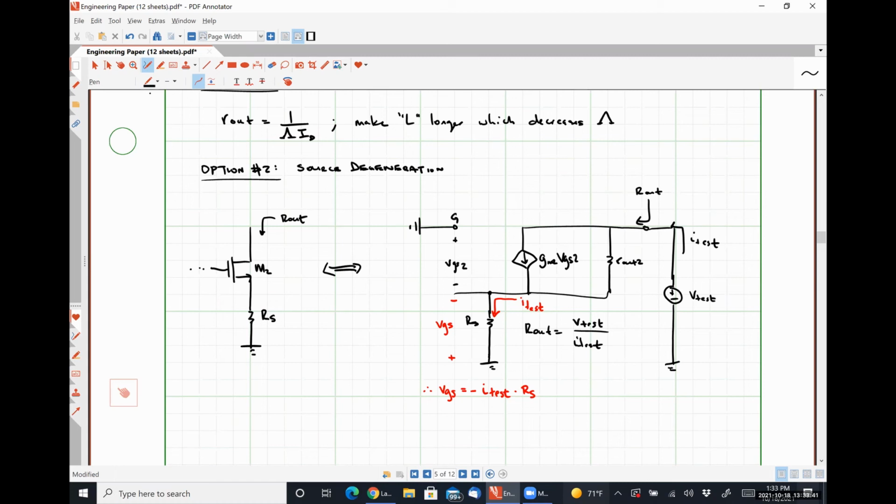All of that current I test, which is this guy plus this guy, so it's Kirchhoff's current law here, has to equal Kirchhoff's current law here. All of this current I test flows through this resistor RS. Okay.